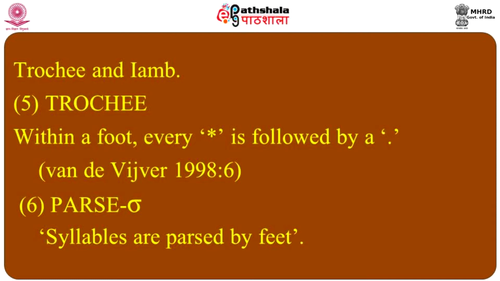Now, given the possibility that either the left syllable or the right syllable may be strong, we have two different patterns of stress found in world languages. These are also two different types of feet, as you would know, a trochee and an iamb. Within a trochee, as you see on the screen, within a foot, every strong element is followed by a weak element. The opposite is the case for iamb.